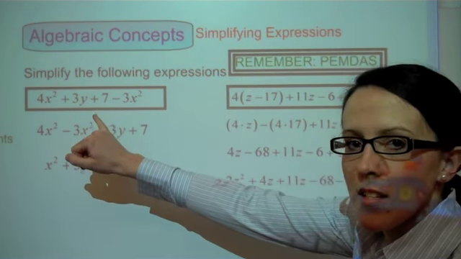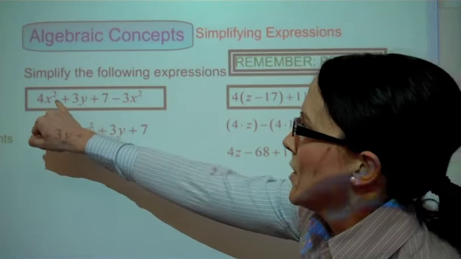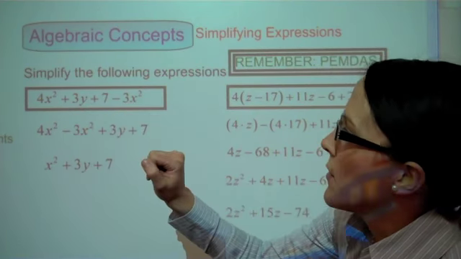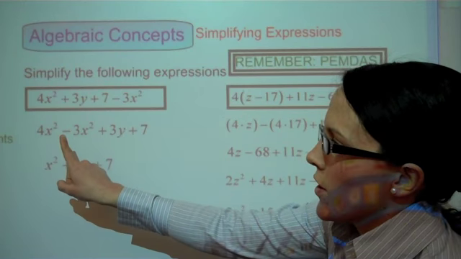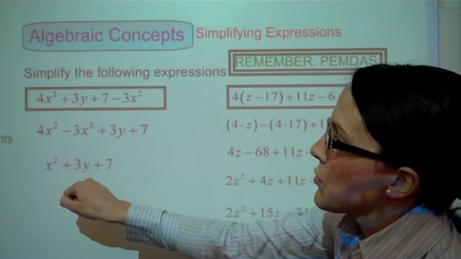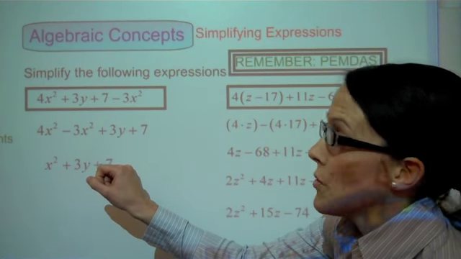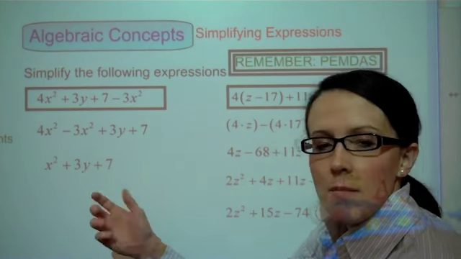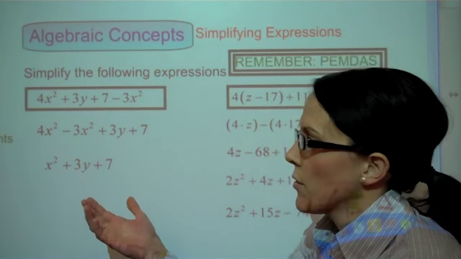So, do we have parentheses? No. Do we have exponents? Well, yes, so we do need to be aware of those. Let's go ahead and first start, though, with the commutative property to rewrite so that the like terms are next to each other. And then we also need to make sure that we have our exponents in decreasing order.